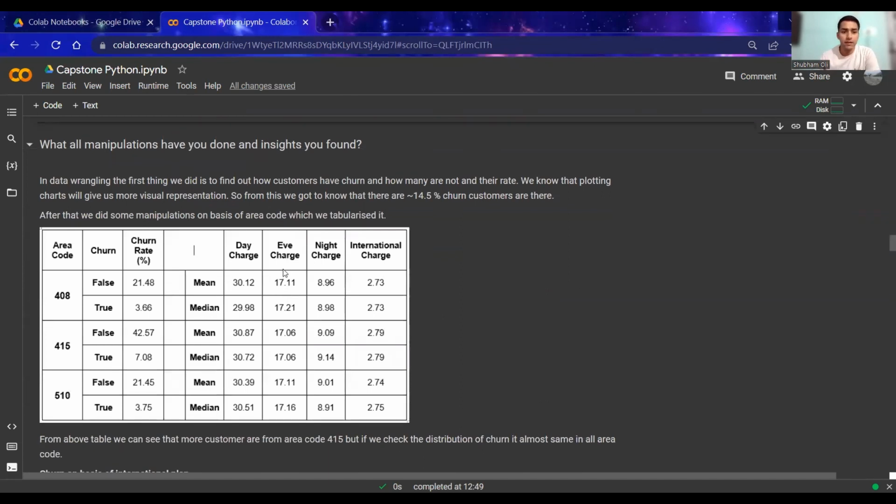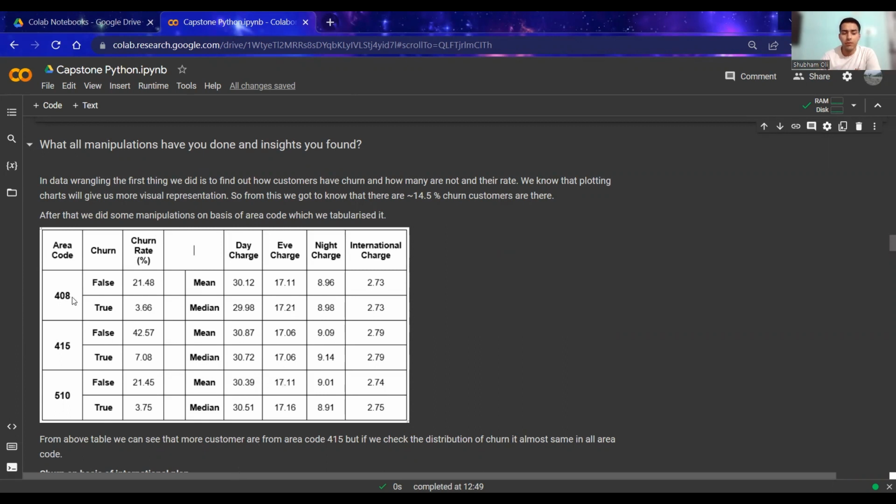So in data wrangling, the first thing we did is to find out how many customers have churned and how many have not, and their rate. So we know that plotting charts will give us more visual representation. From this, we got to know that approximately 14.5% of customers would get churned. So we made a chart.